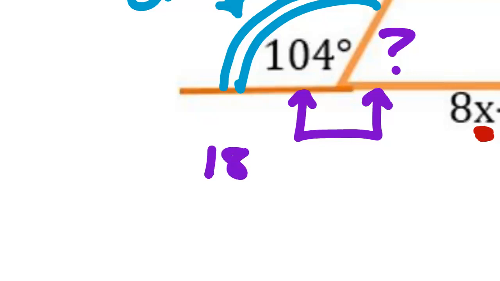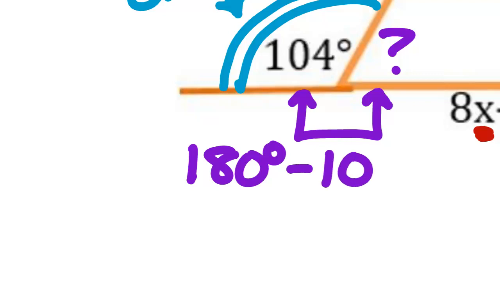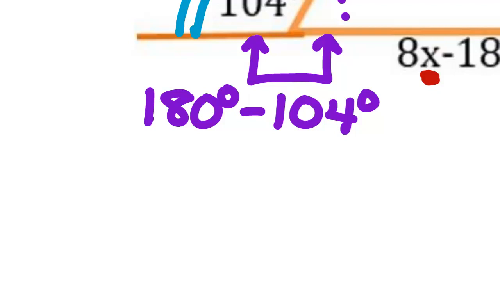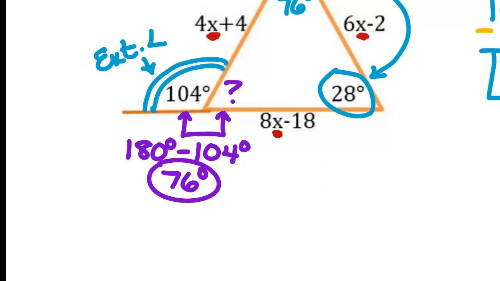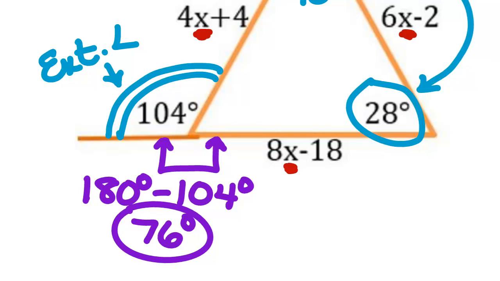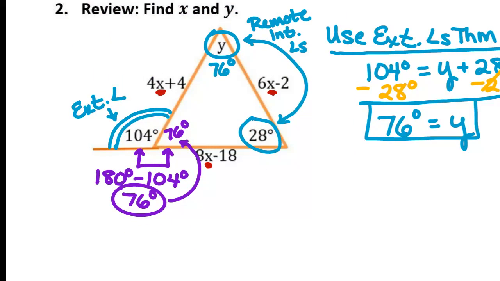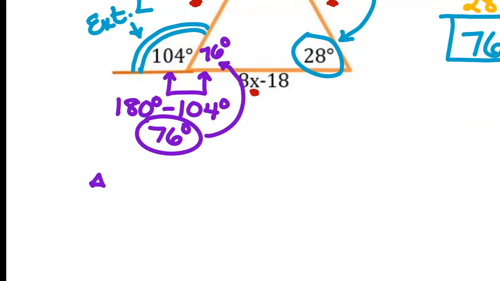So I do 180 degrees minus that 104, that exterior angle. What is 180 minus 104? 76 degrees. So this angle right here that makes a linear pair with 104 is 76 degrees.